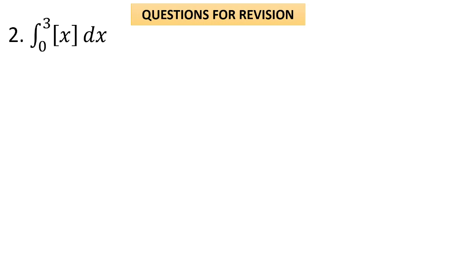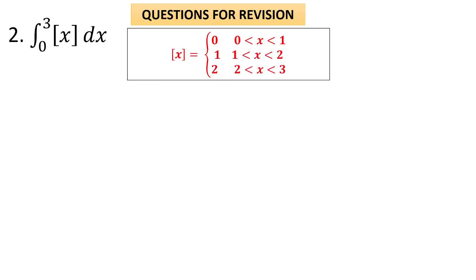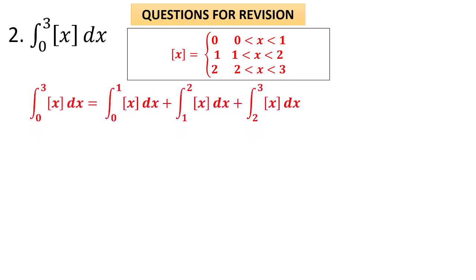For example, for 0 to 1, the value of this greatest integer function will be 0. For 1 to 2, it will be 1. For 2 to 3, it will be 2. Therefore, I can visualize this as 0 for all the values lying between 0 and 1, 1 for all the values lying between 1 and 2, and 2 for all the values lying between 2 and 3. So I have to split the integral at two places, that is 0 to 1, 1 to 2 and 2 to 3.